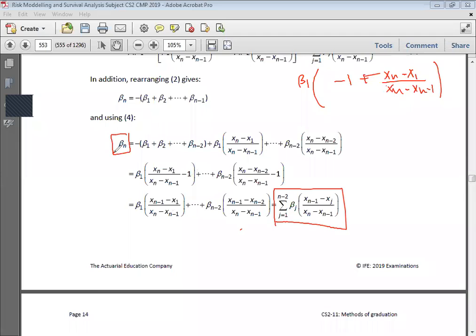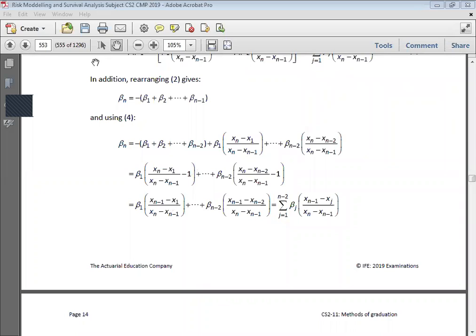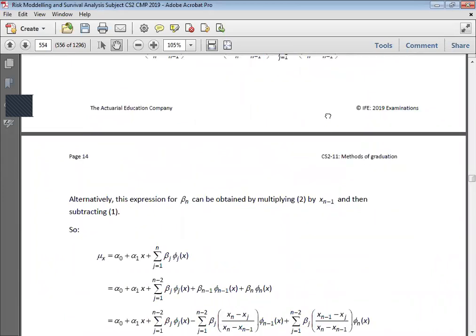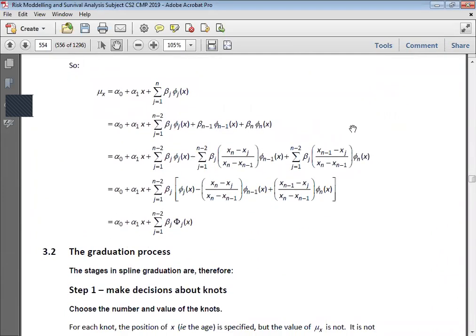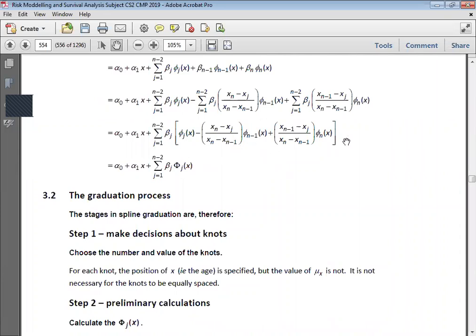So now you can write your beta n as this summation, where j takes values from 1 to n minus 2. And now you start off with this particular thing, and you separate this up until n minus 2, and then you write beta n minus 1 times phi n minus 1 plus beta n times phi n. You substitute the value of beta n minus 1, and you substitute the value of beta n that you get. And this is what you derive at the end.